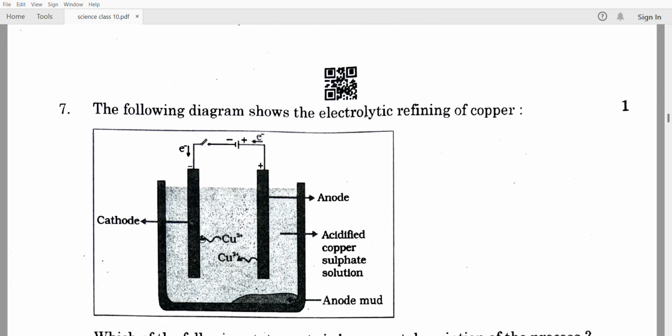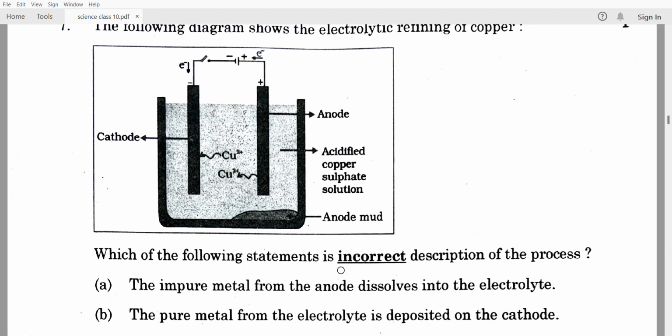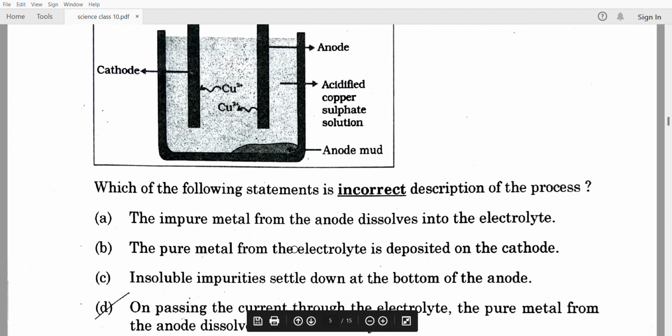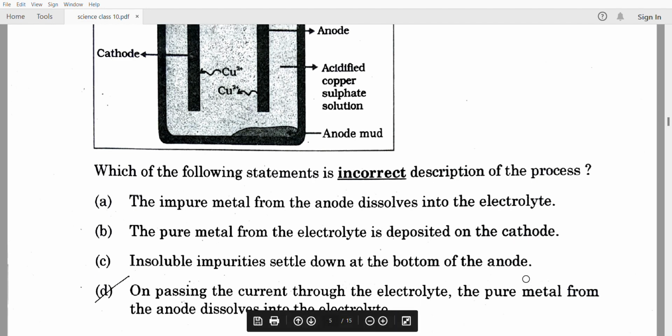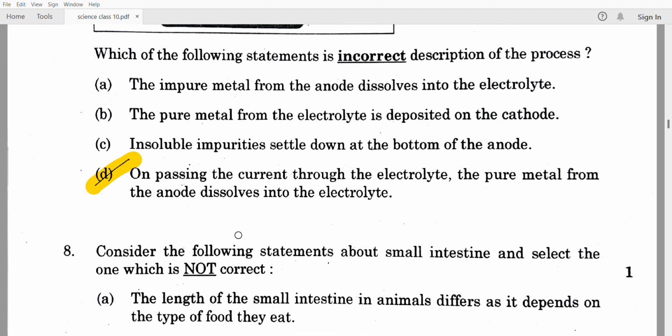Then question number 7. The following diagram shows the electrolytic refining of copper. Which of the following statements is incorrect? We have to identify the incorrect statement. The impure metal from the anode dissolves into the electrolyte. The pure metal from the electrolyte is deposited on the cathode. That is also correct. Insoluble impurities settle down at the bottom of the anode as anode mud. That's also correct. So on passing the current through the electrolyte, the pure metal from the anode dissolves into the electrolyte. This is the wrong statement.